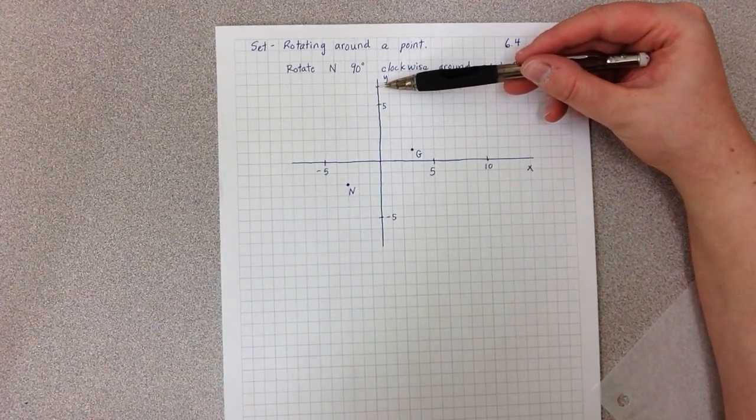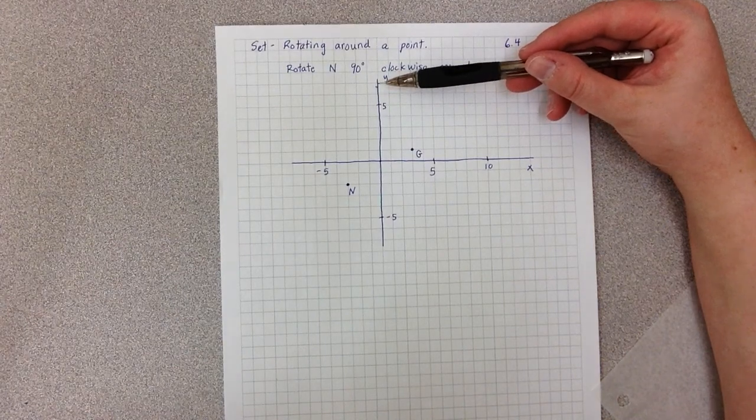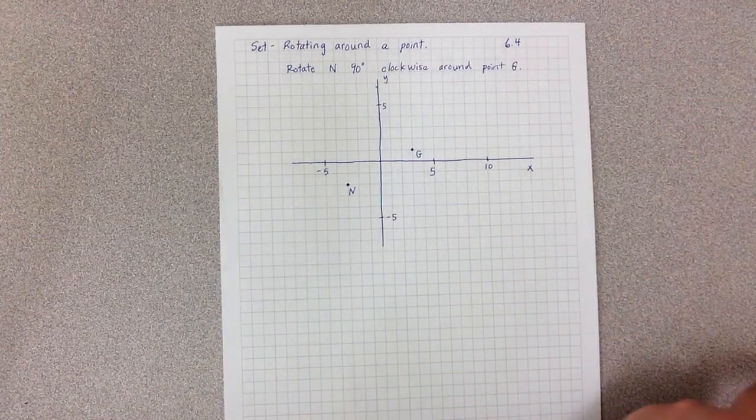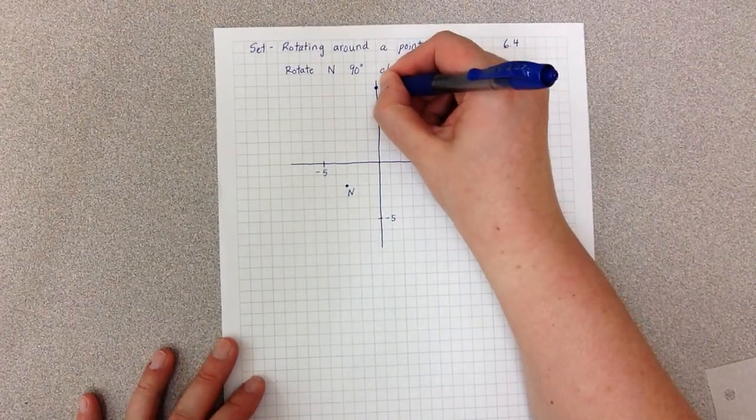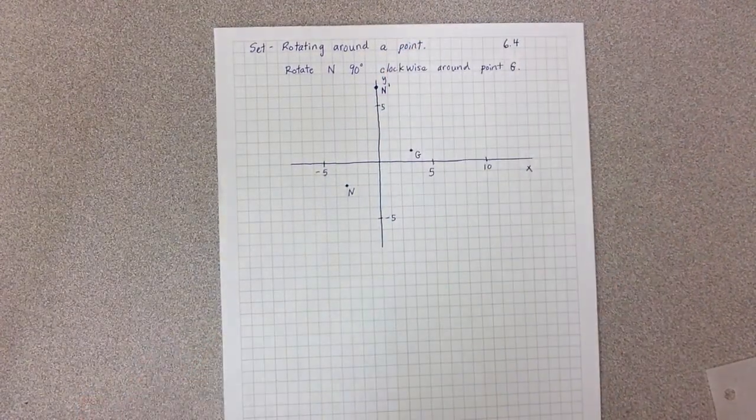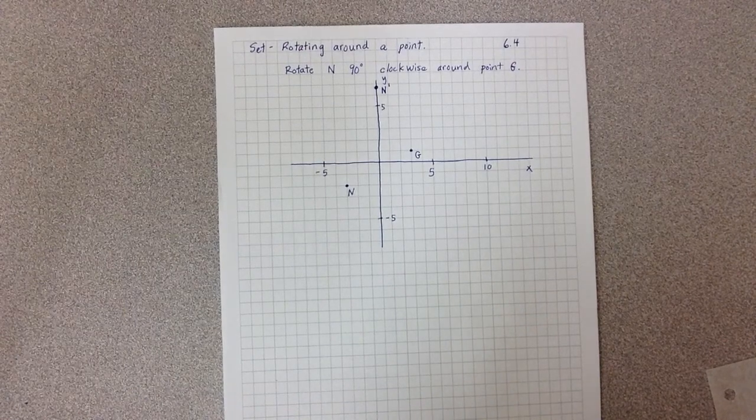Now, because I'm using patty paper, this is not an exact method. So just beware that where this point ends up may not be exactly where it is supposed to end up, because patty paper is an inexact method, and so we may not get exactly where we want it to end up.